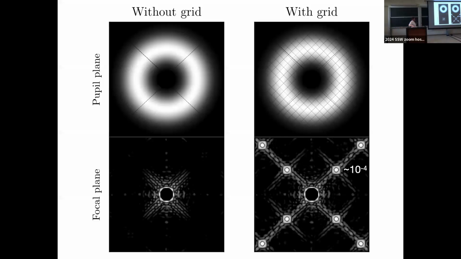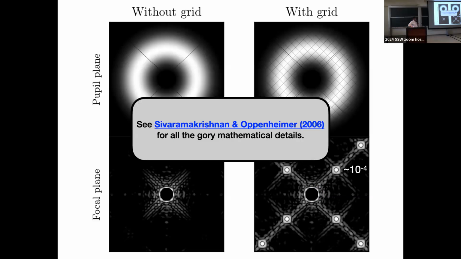So this is a more realistic simulation. On the left column, I have the pupil plane and focal plane from GPy without the wire grid, showing just a standard coronagraphic PSF. But then if we introduce the wire grid, the satellite spots appear at a flux ratio of about 1 in 10,000 compared to the peak brightness of the star behind the mask. And I'd encourage you to look at this paper, which I've linked into the slides, which contains all the gory mathematical details of how they came up with this idea of using this reticulated pupil mask.